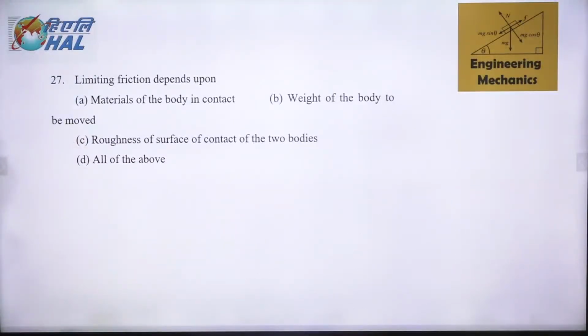Limiting friction depends upon what? Limiting friction depends upon which of the following parameters? It depends upon the material of the body, or it depends on the weight of the body, or it depends upon the roughness of the body, or all of these. So the answer to this question is it depends upon all these values. Answer is D for this particular question.